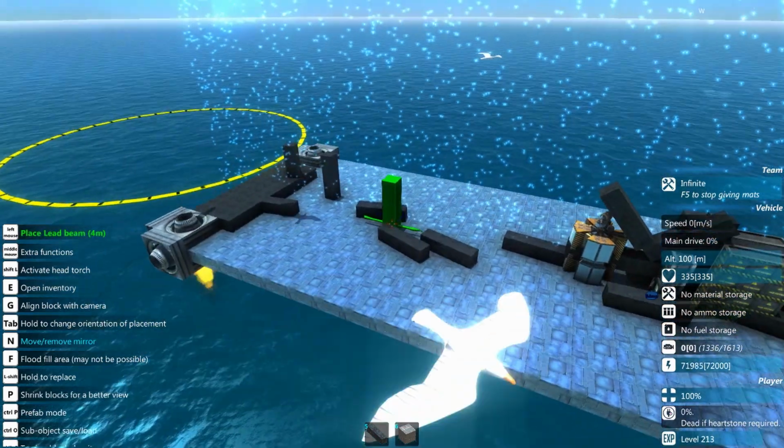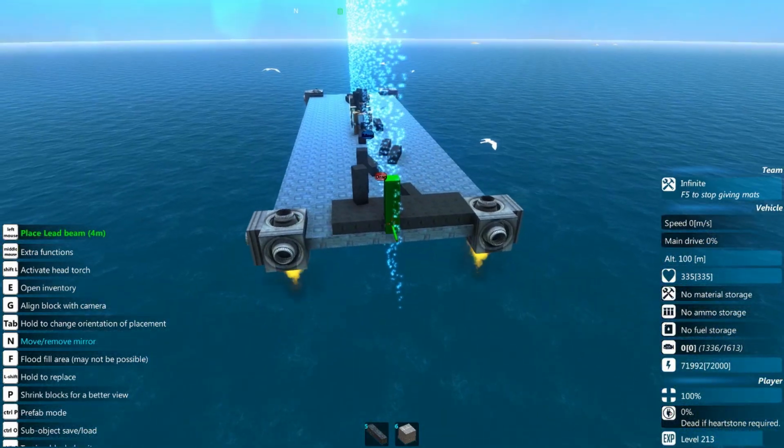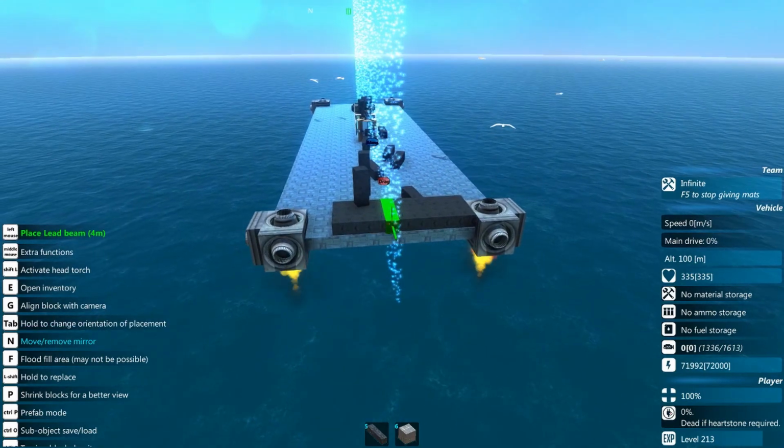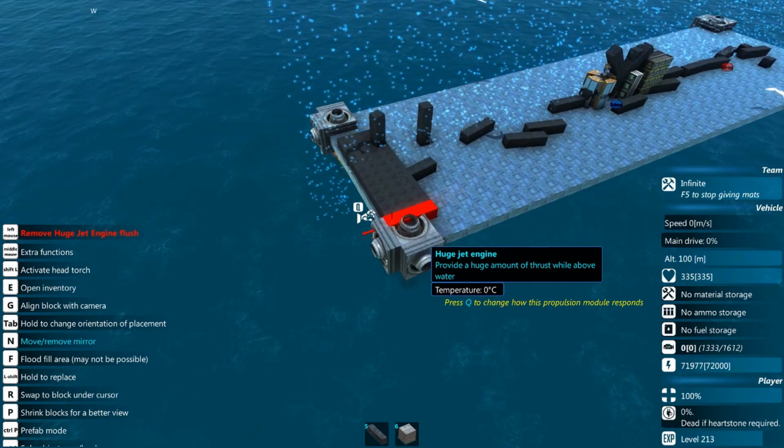So what constitutes enough control authority? Well, that's an answer that can only be answered in terms of your specific vehicle. There's no such thing as enough control authority or too much control authority.